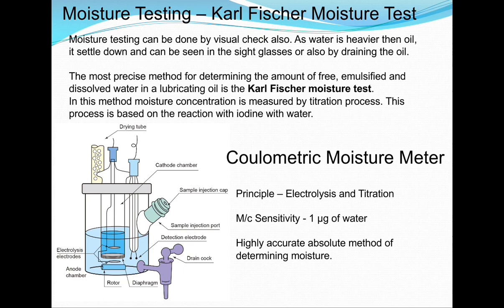And I just want to say something more about this test, that in this method, moisture concentration is measured by the titration process. As I have said, this titration is with moisture and iodine. And the process is known as the volumetric titration process. As I said, colorimetric process, then volumetric titration process. There are two types of method.